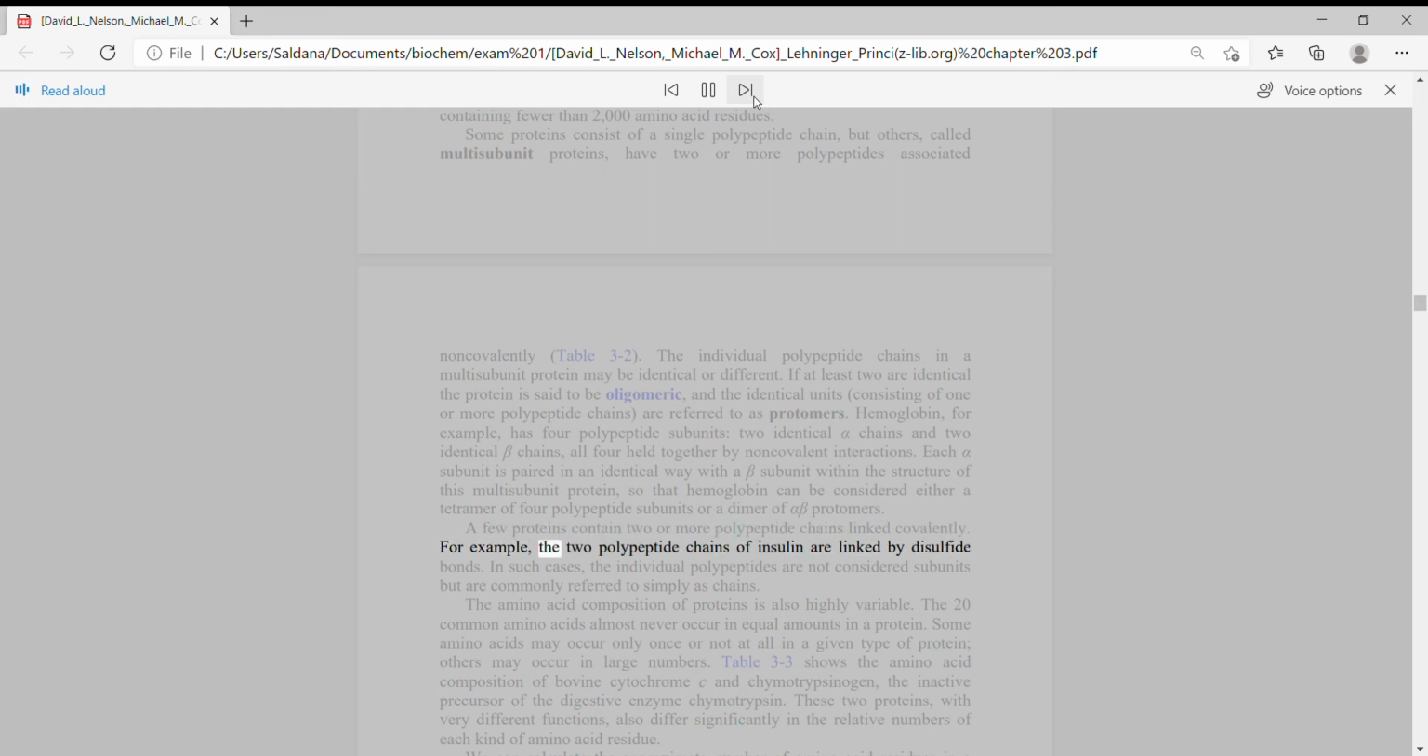A few proteins contain 2 or more polypeptide chains linked covalently. For example, the 2 polypeptide chains of insulin are linked by disulfide bonds. In such cases, the individual polypeptides are not considered subunits, but are commonly referred to simply as chains.